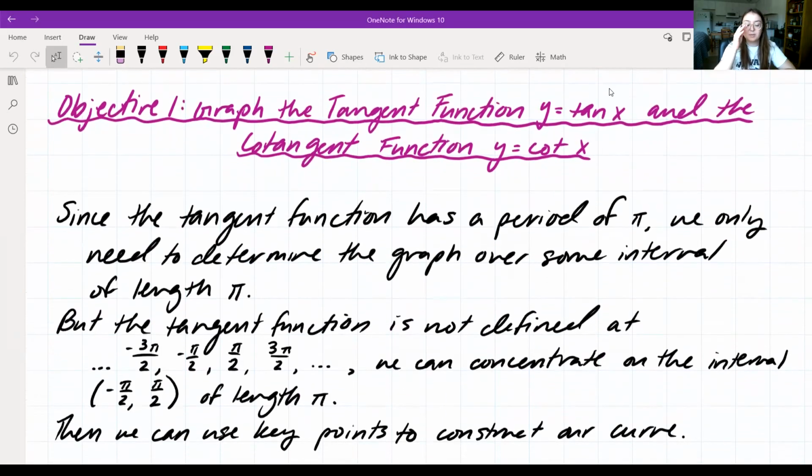All right, starting with objective 1, we want to graph the tangent function y is equal to tangent of x and the cotangent function y is equal to cotangent of x. Since the tangent function has a period of pi, unlike sine, cosine, cosecant, or secant, which all have periods of 2 pi, tangent and cotangent will have a period of just pi. So we only need to determine the graph over some interval of length pi instead of 2 pi.